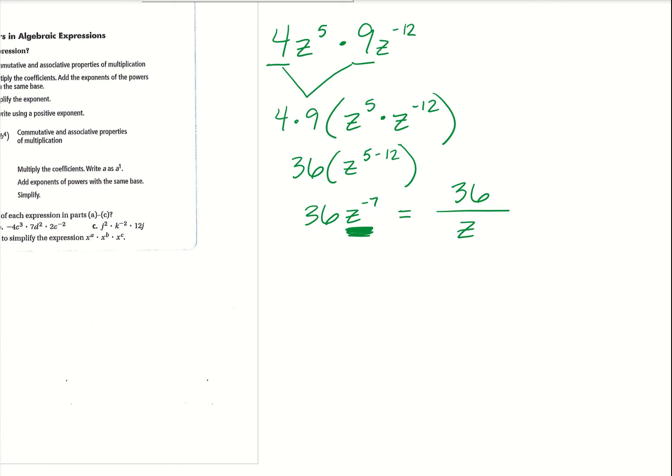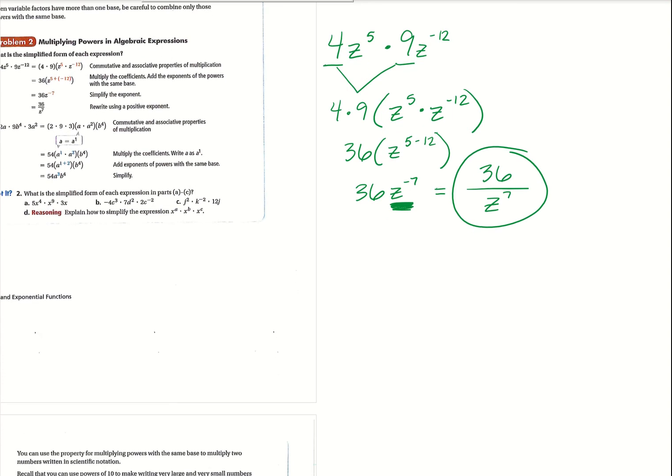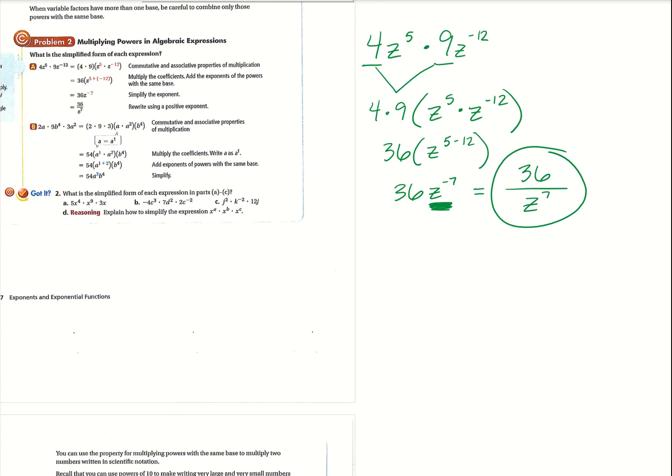So if we were going to simplify this completely, we would get 36 over z to the 7th. Okay, and that is it for that problem there. So really just make sure when we have coefficients rather than the numbers being bases, you can go ahead and multiply those out like we did here.